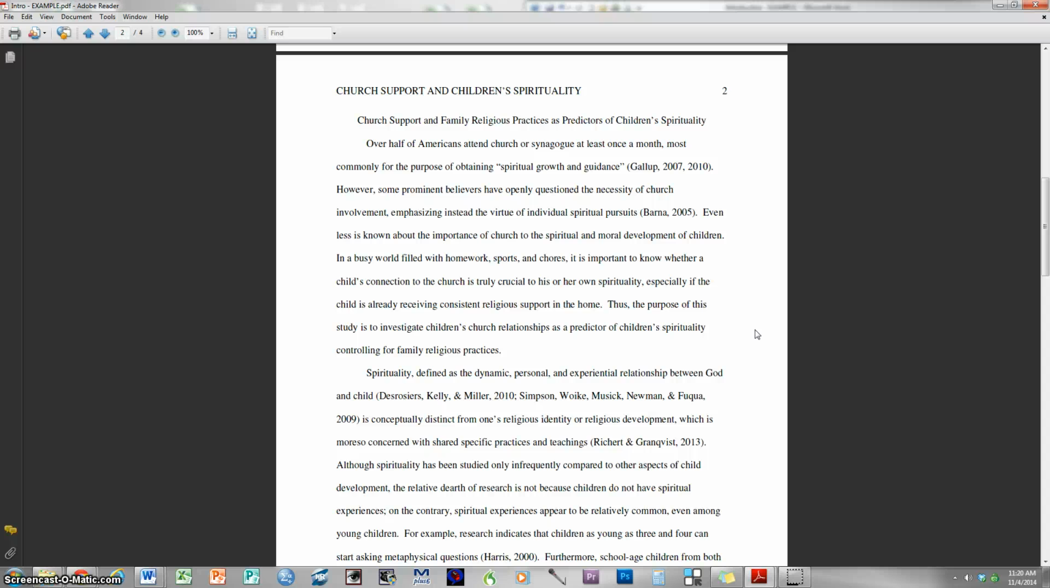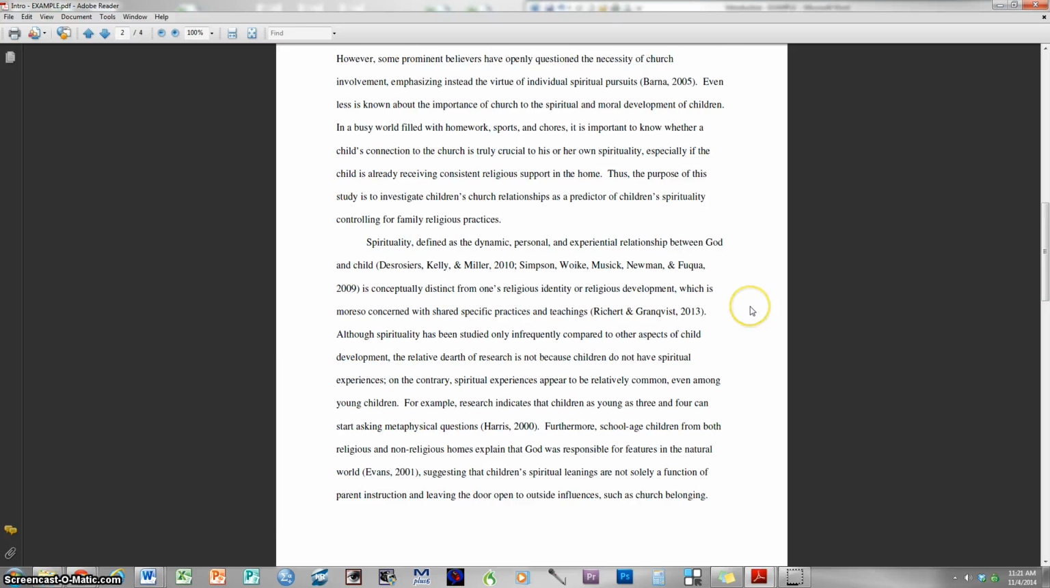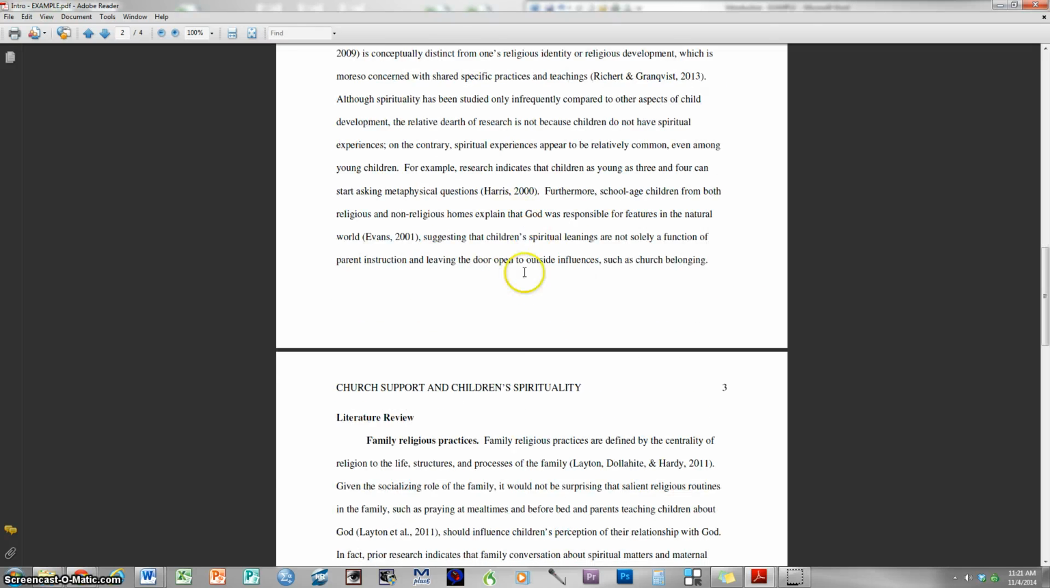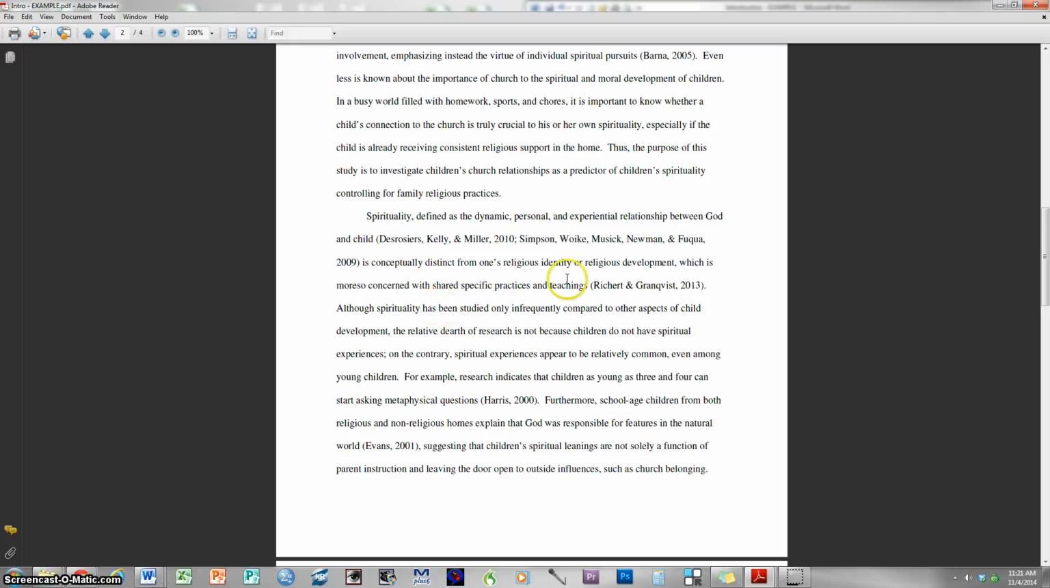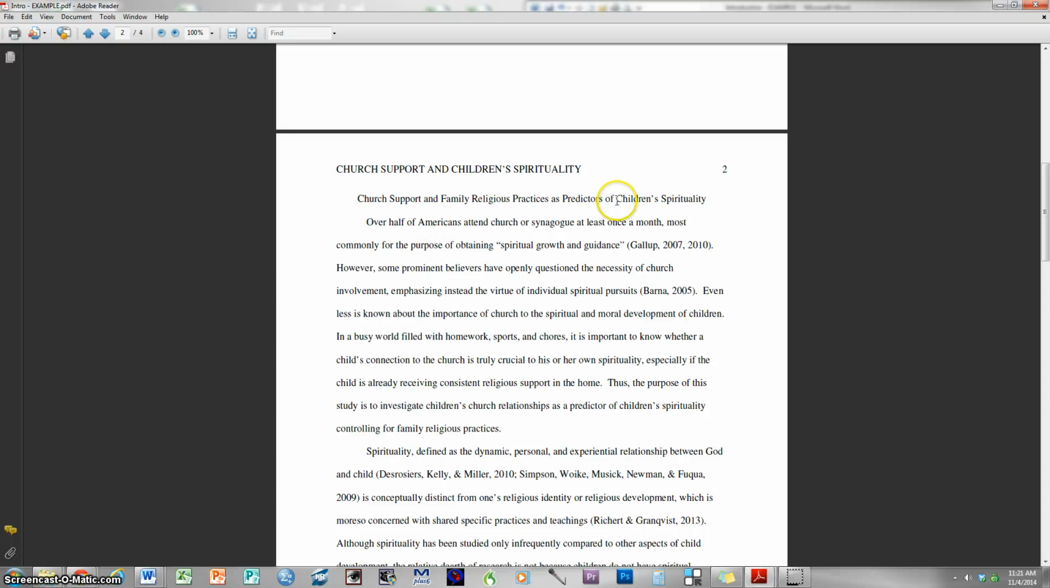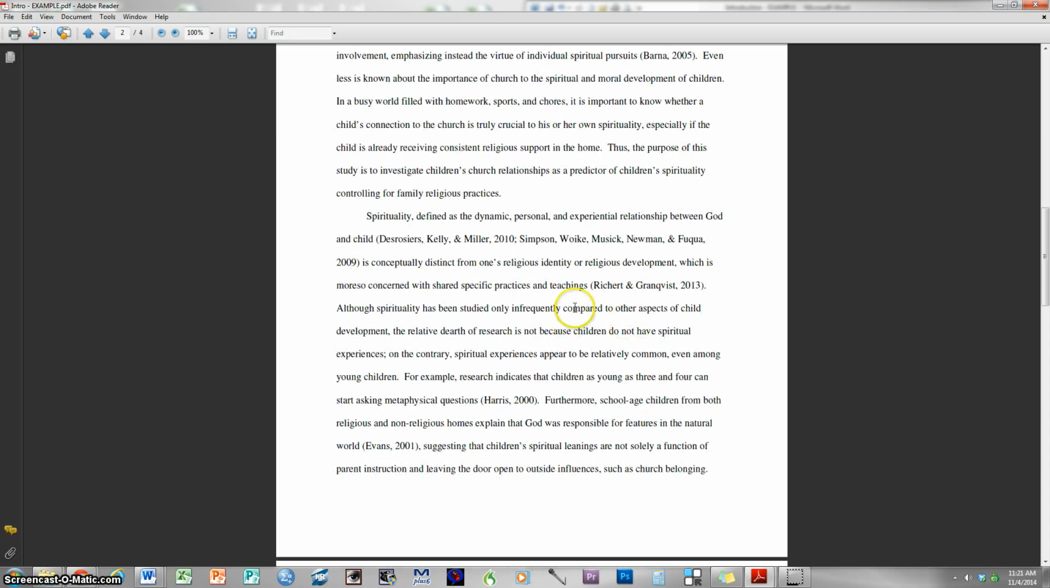So we've set up the problem here in the first paragraph. That's what you need to do with yours, and there's probably going to be at least one citation involved in that paragraph. Next, talk about your dependent variables. We're still in the introduction, we haven't moved into the lit review section yet. Our dependent variable is children's spirituality, so you have to define your key terms.